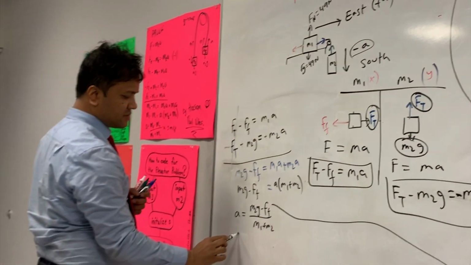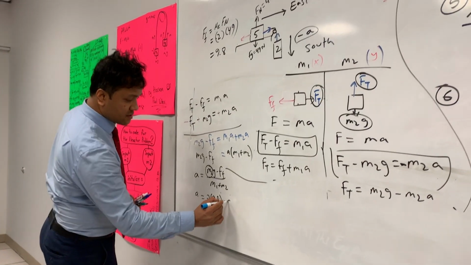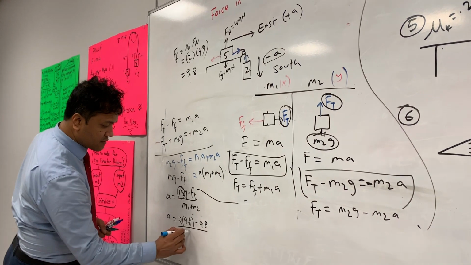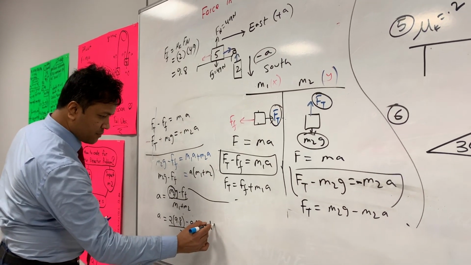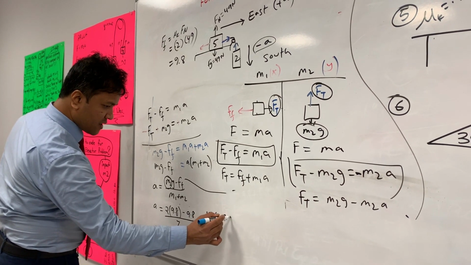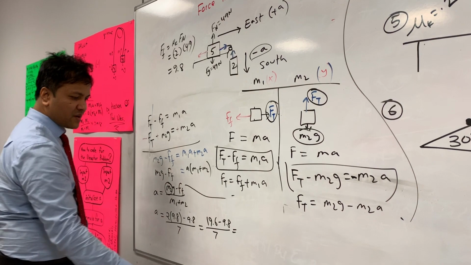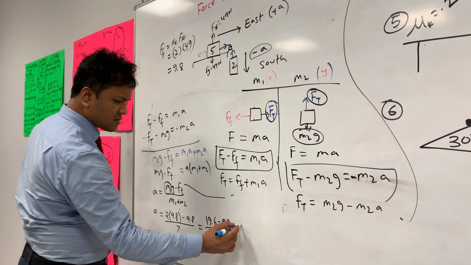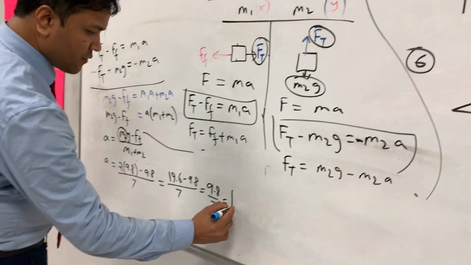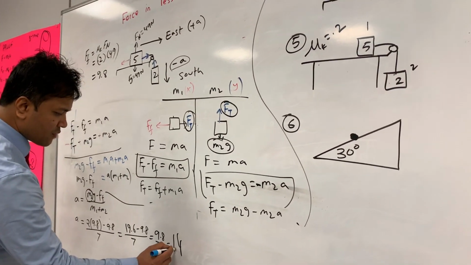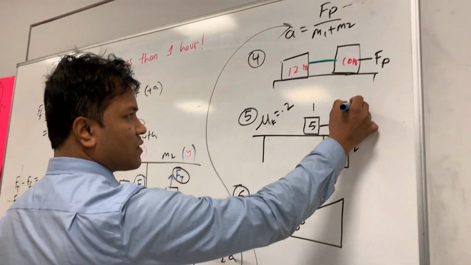All right, so acceleration is 2 times 9.8 minus Ff, which is 9.8, over 7. 7 is because 5 plus 2. So 19.6 minus 9.8 over 7. 19.6 minus 9.8 is 9.8, right? Divided by 7 is how much? 1.4. So acceleration is 1.4. Exactly 1.4? Yeah.